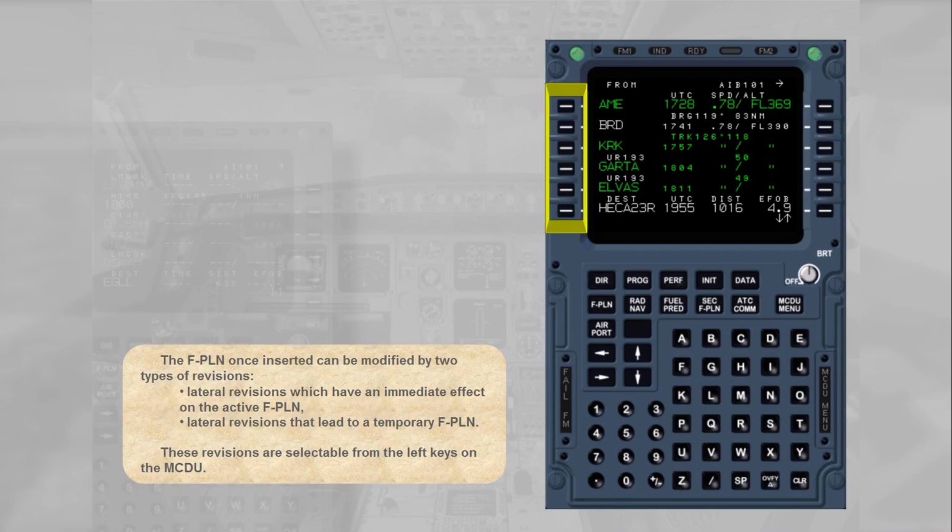The flight plan, once inserted, can be modified by two types of revisions: lateral revisions, which have an immediate effect on the active flight plan; and lateral revisions that lead to a temporary flight plan. These revisions are selectable from the left keys on the MCDU.